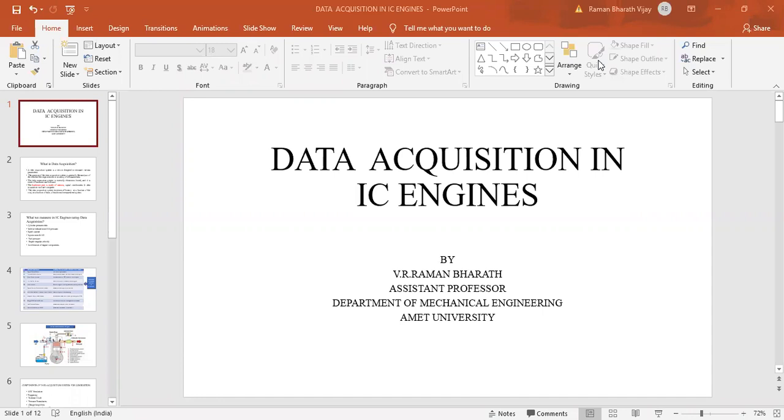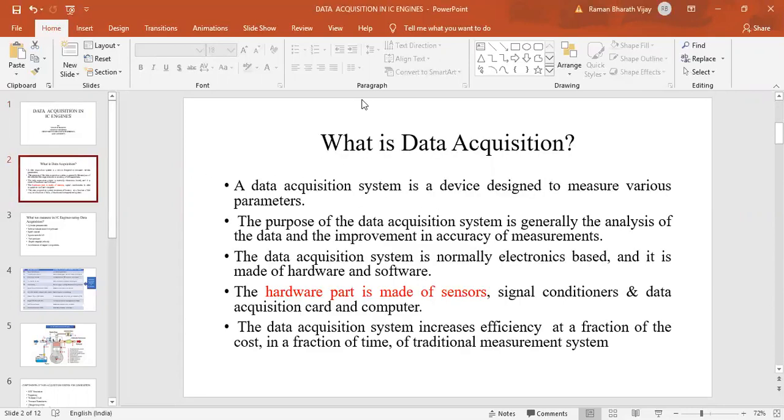Before that, we have to know generally what is data acquisition. Data is nothing but any information. Information is called as data. Acquisition is getting data. So we will go to the first slide. What is data acquisition?